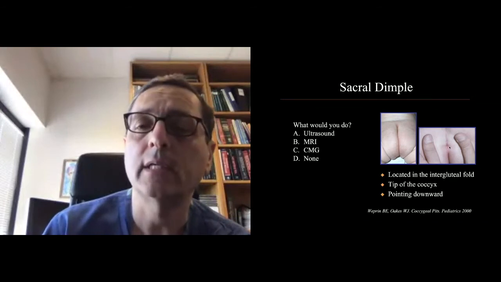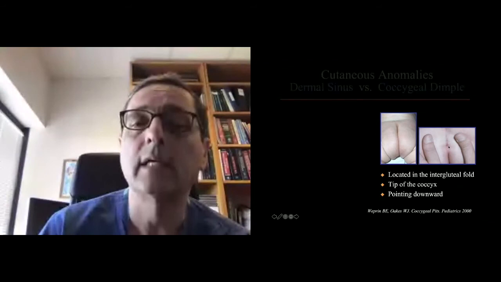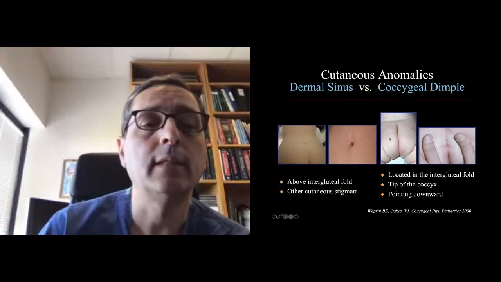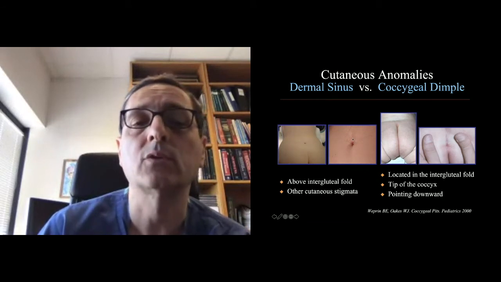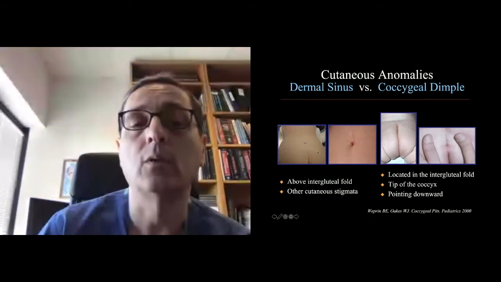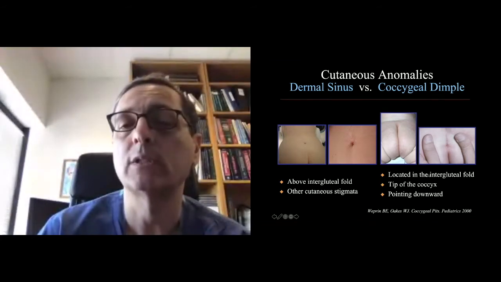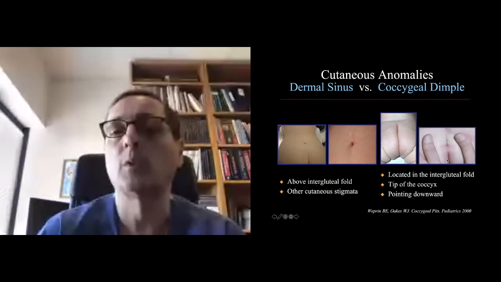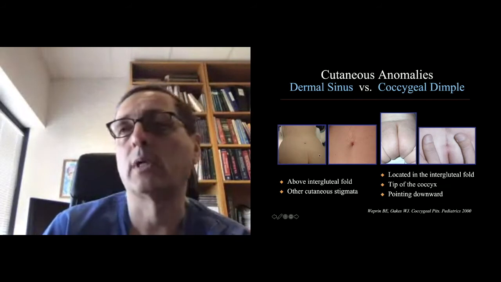So if the sacral dimple is in the intergluteal cleft, in the coccygeal area overlying the tip of the coccyx, that's benign. If instead it is sitting above the gluteal cleft in the lumbosacral region, and especially if there are associated other anomalies, in this case you see abnormal hair, then that's pathological. And I'll show you what this lady had in the next slide. But the difference between these is that the ones on the right happen in 4% of the normal population and don't require any imaging, whereas the one on the left always requires imaging.